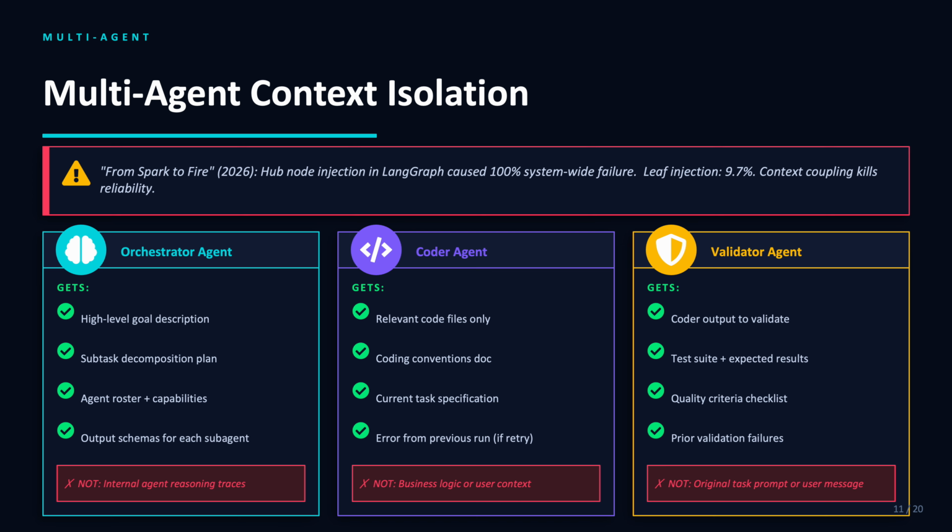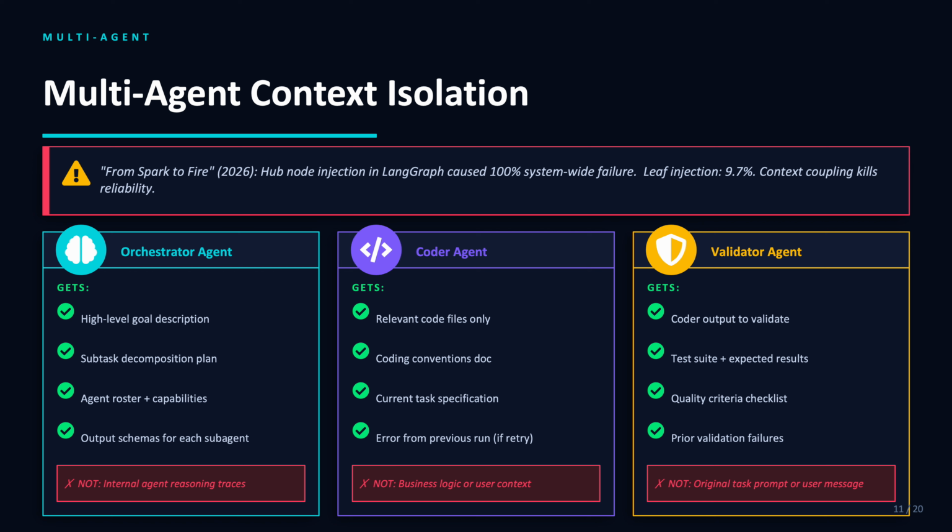The 3-role pattern here illustrates the principle. The orchestrator agent gets the high-level goal, the subtask decomposition plan, the agent roster and their capabilities, and the output schemas it expects back. What it does not get: the internal reasoning traces of subagents. That's noise at the orchestrator level. It creates cognitive overhead without adding value.